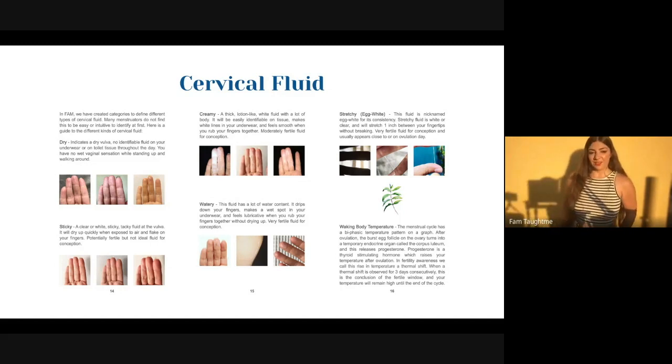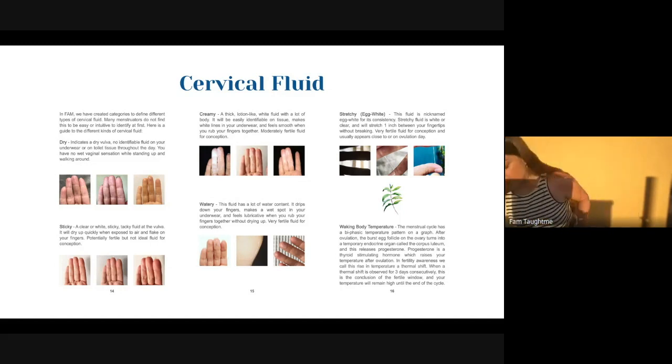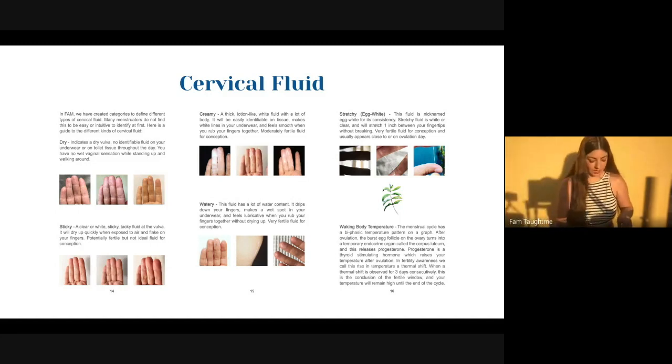Okay, so that's watery. And then lastly, we have stretchy, which is egg white, and I have an egg white here to show this effect. Spinnbarkeit is, I think, the German word for it. And it basically is like this. So if you can see, this fluid is nicknamed egg white for its consistency, and it's a stretchy fluid that is white or clear.